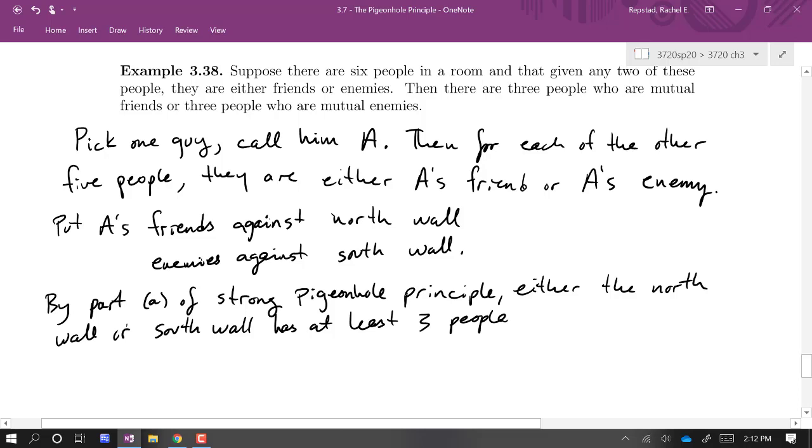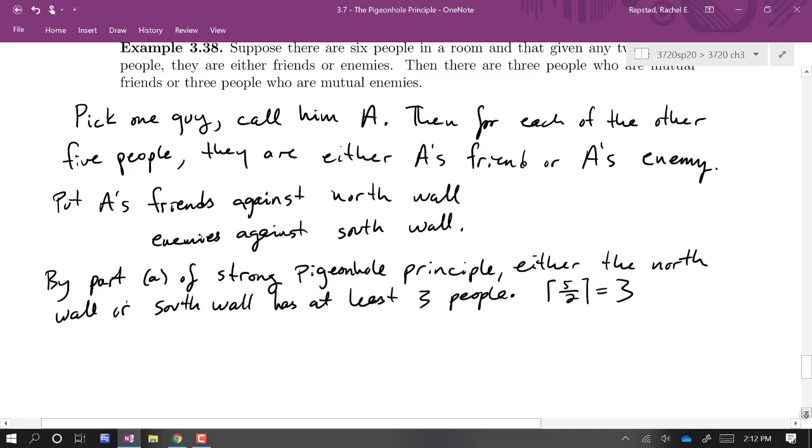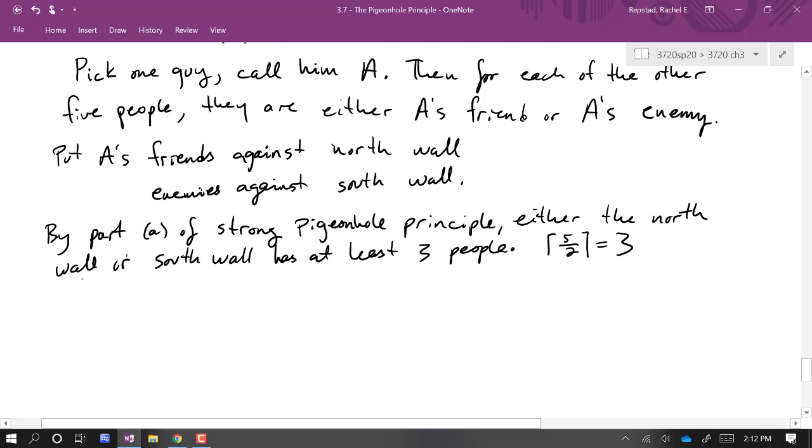And that three comes from the strong pigeonhole principle. We have five pigeons here. Those are the other people in the room. And the two pigeonholes are the two walls, the north wall and the south wall. So three comes about by computing 5/2 and applying the ceiling function. So one of these two has to have at least three people.